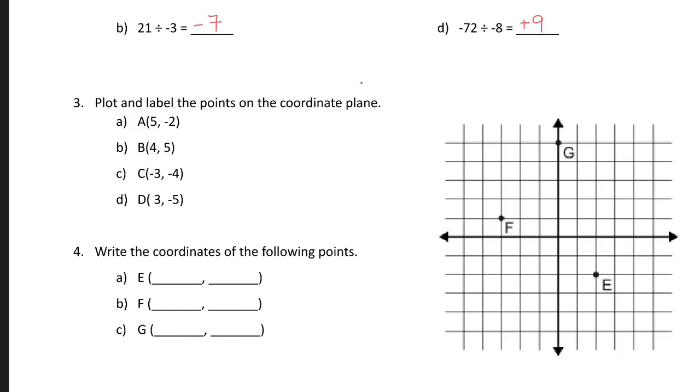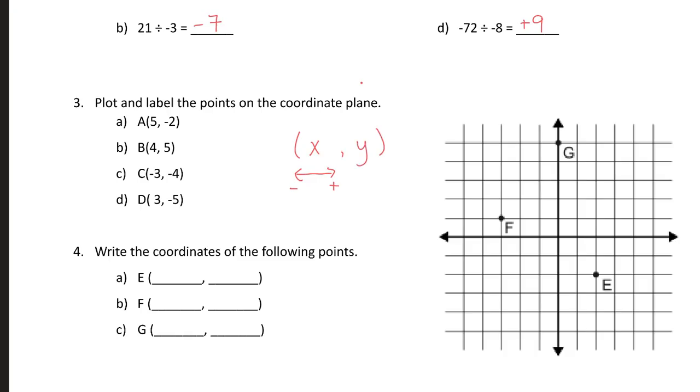So the thing that we want to remember when plotting points is that the first coordinate is always going to be your x-coordinate, and your x-coordinate tells you how far to move right or left. Remember, we're starting at the origin. So we go to the right when x is positive, we go to the left when x is negative.